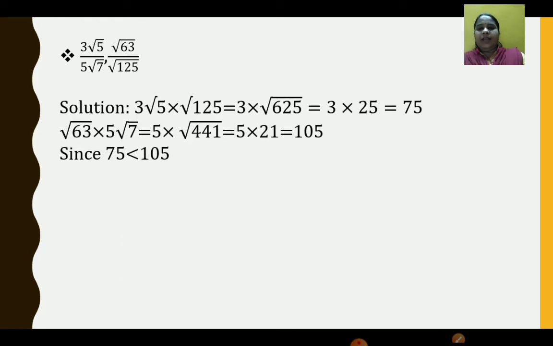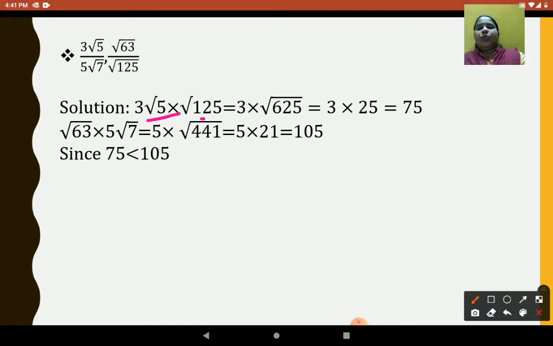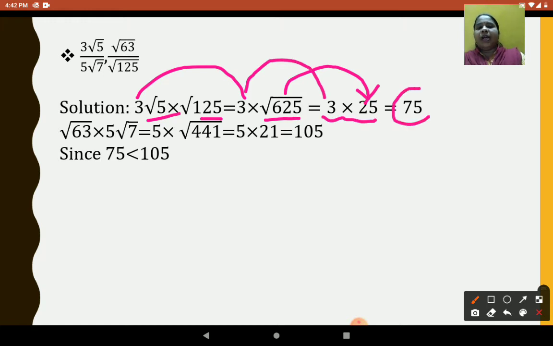The next question is again based on comparison. See this, 3 root 5 upon 5 root 7, square root of 63 and square root of 125. As I told you, the first step is cross multiplying. You cross multiply, see what you get. Root 5 into root 125 is square root of 625, which can be taken out as 25. And this 3 which was here is written as it is. See, and then 3 into 25 is nothing but 75.